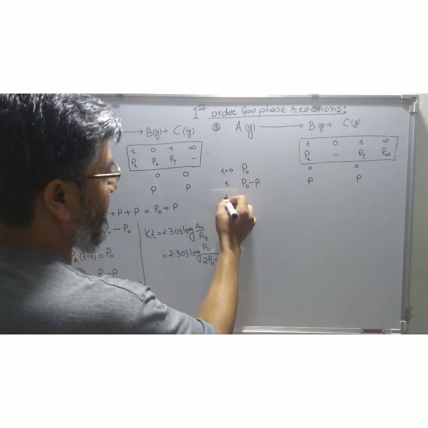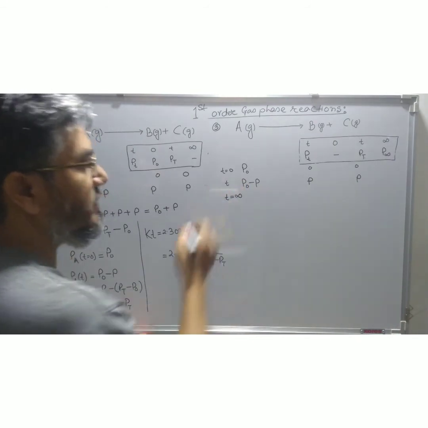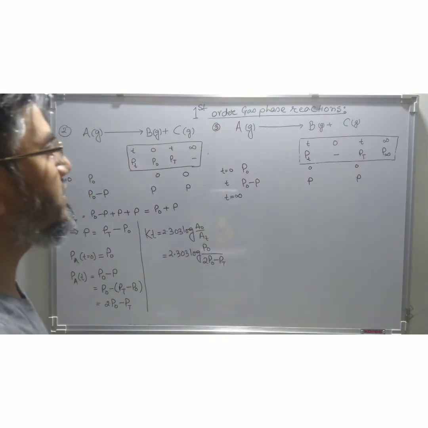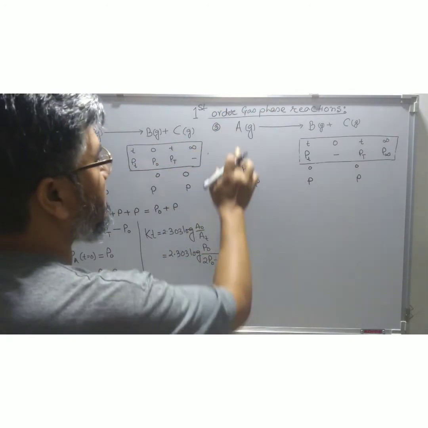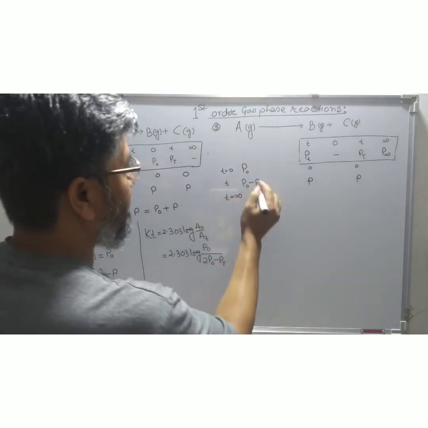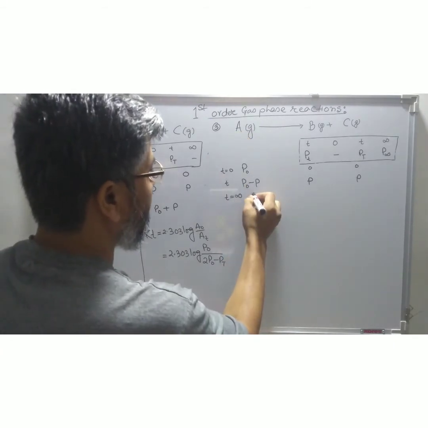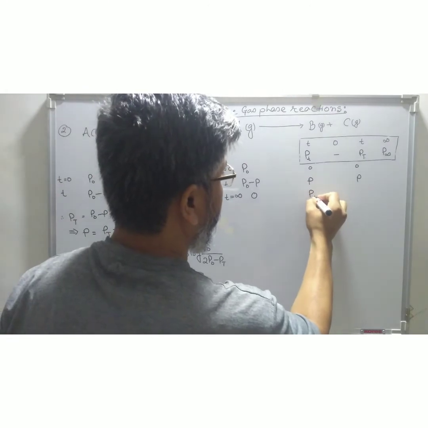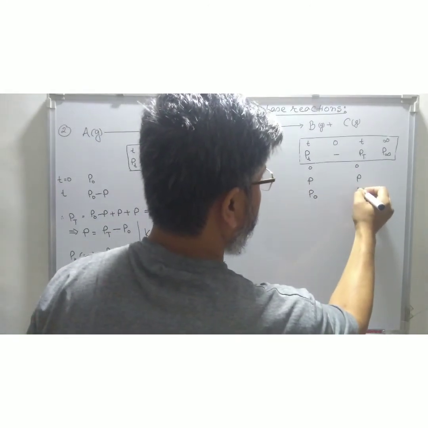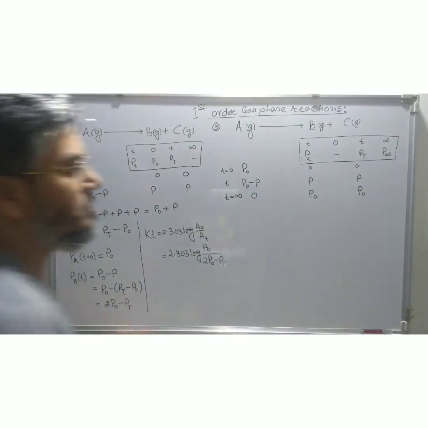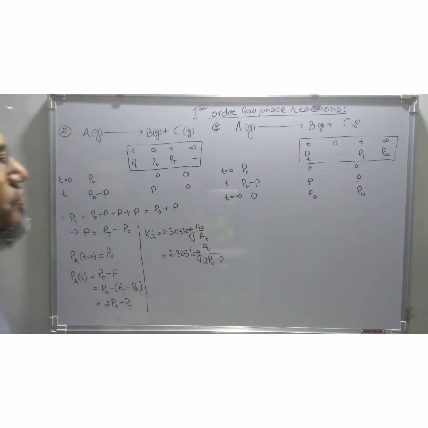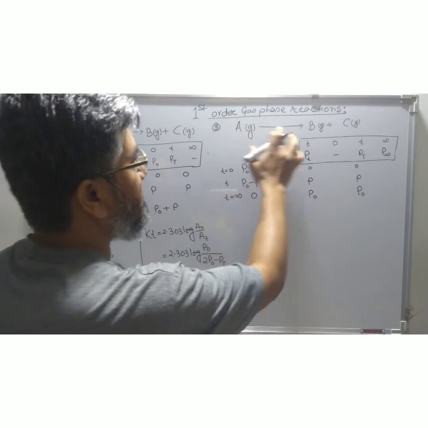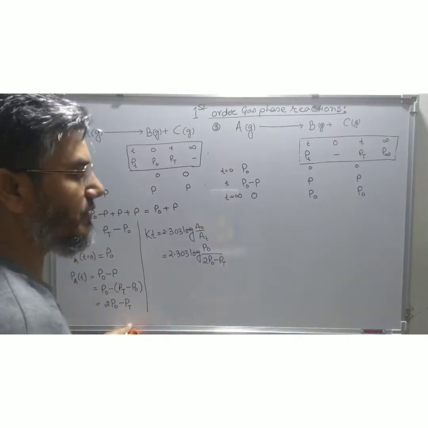At time infinity, here infinity means we are assuming the reaction is almost complete. So in this case, the amount of A left is 0, so pressure due to A will be 0, and pressure due to B will be P naught, due to C is also P naught. So this is the pressure of the different species A, B as well as C at different times.